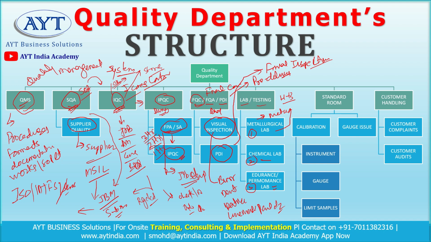Now the third one is the endurance lab or performance lab. The performance lab is a lab in which we test the performance of any product. Suppose we are making bearings or motors. In an endurance test, we will check at what load the motor will fail. So all the performance testing is done in the performance lab. If you are interested in this type of job, then you can easily go into lab testing. Basically, lab testing is a sitting job.